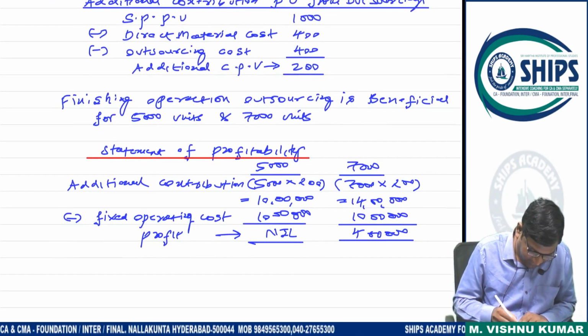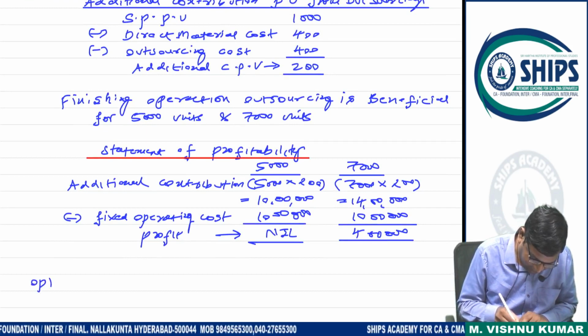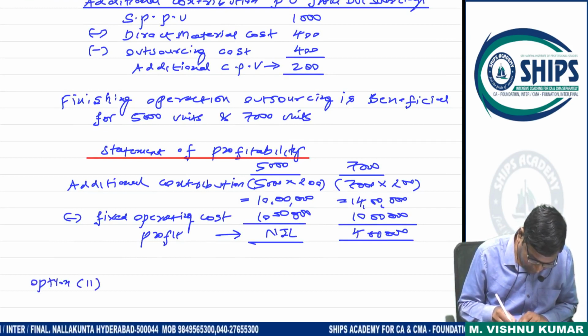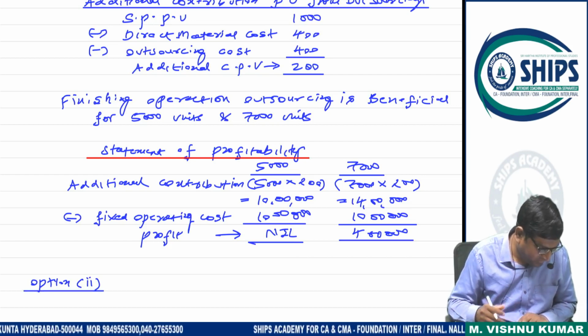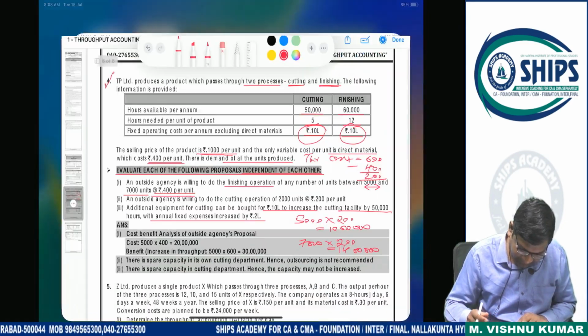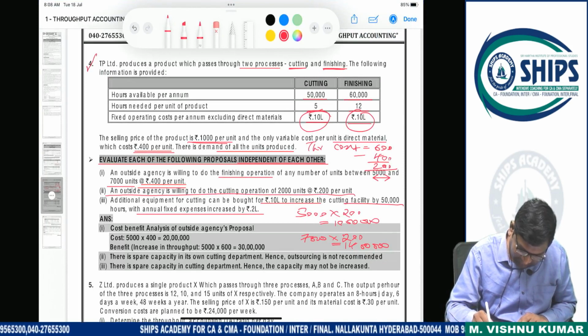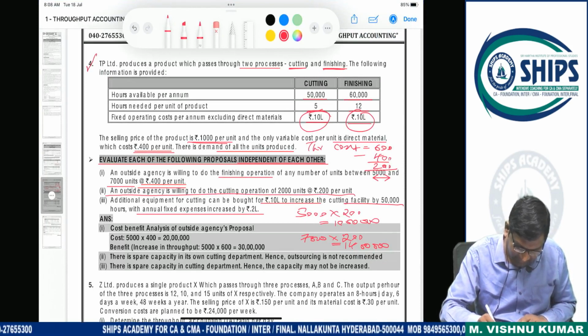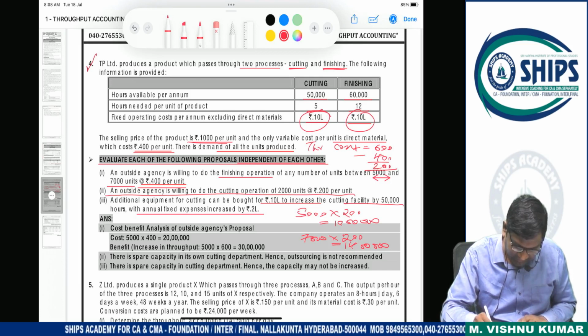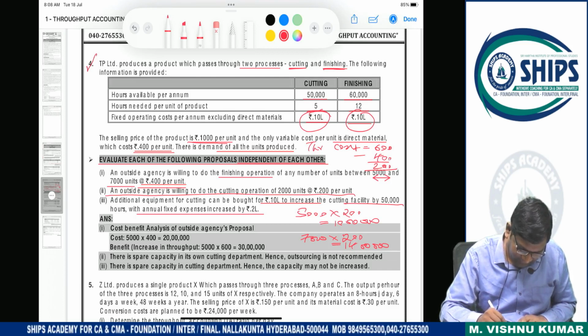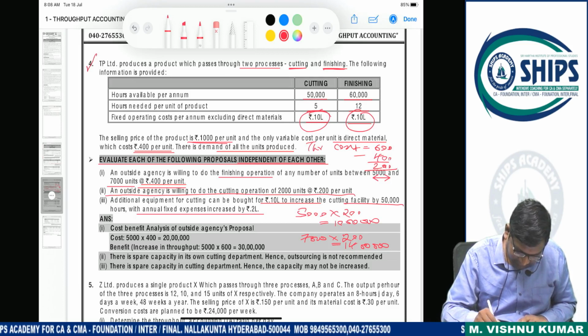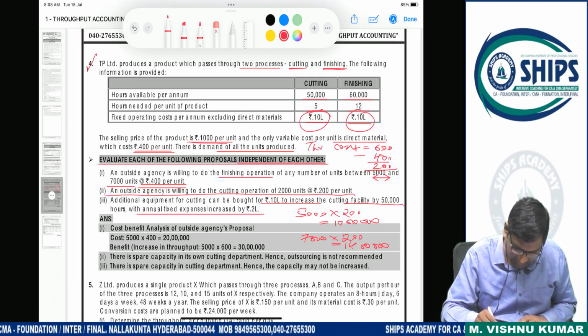Second option. Option 2. Option 2 is what? An outside agency is willing to do cutting operation for 2000 units at the rate of 200. See, the cutting department is not the bottleneck here. The finishing department is the bottleneck. If you outsource 2000 units of the cutting department to an outside agency, generally the cutting department capacity is already more than finishing.